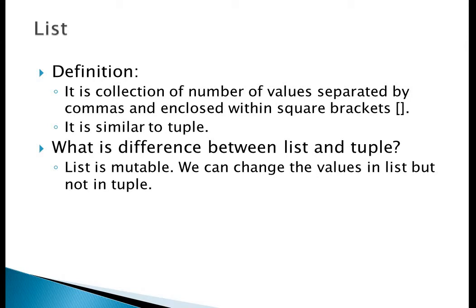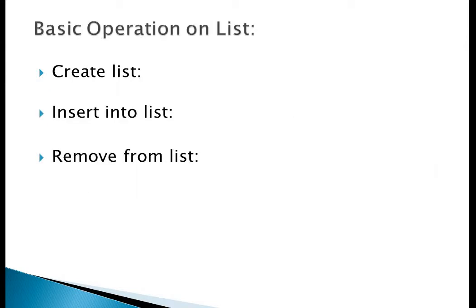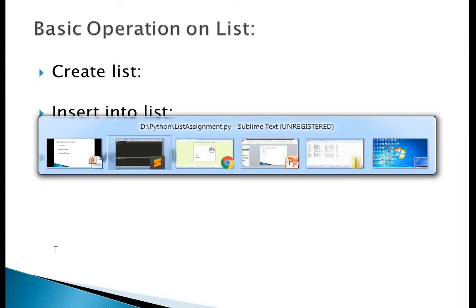Now what is the difference between list and tuple? So lists are mutable. We can change the values in list, but we cannot change the values in tuple. So tuples are immutable. Now we are going to see different basic operations on list. Main operations are create list, insert into list, remove from list. I am going to explain creation, insertion and removal from the list using Sublime Text Editor.